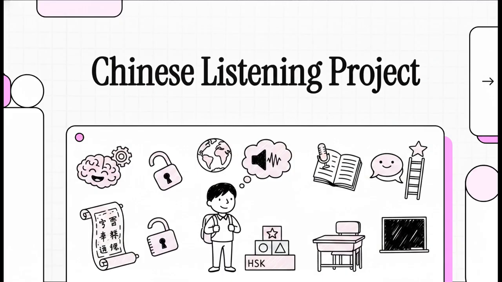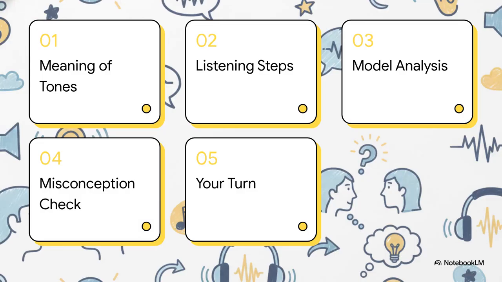We're going to take the foundational concepts from the very first units of the HSK pathway, that's the official standardized test for Chinese as a second language, and turn them into a totally practical, actionable listening checks mini project. We'll be looking closely at pronunciation, classroom essentials, and everyday conversations to set you up for absolute success. Let's get into it. So here's our game plan for today. We'll cover the meaning of tones, go over our listening project steps, do a model analysis of an HSK text, run a misconception check on sound traps, and finally end with an exit question for your turn.